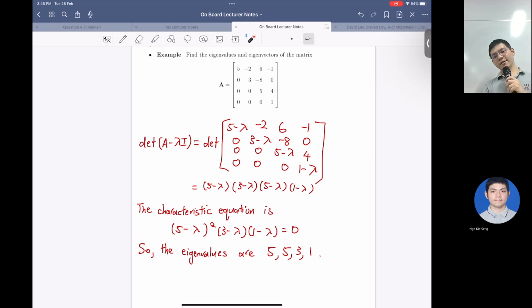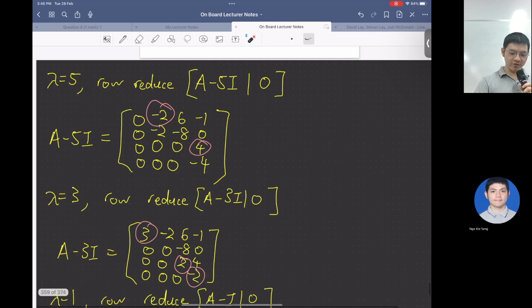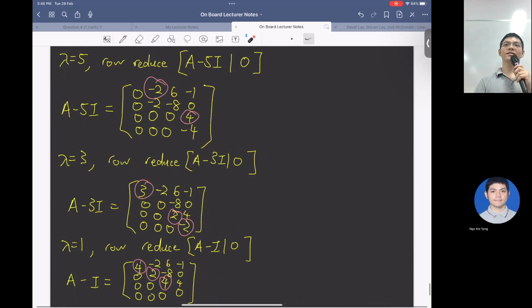Okay, so the practice is you write out the roots with multiplicity. This is a good practice because later we will tell you the reason. So for example here, 5 minus lambda appears twice, so 5 appears twice, and then 3 appears once, 1 appears once.